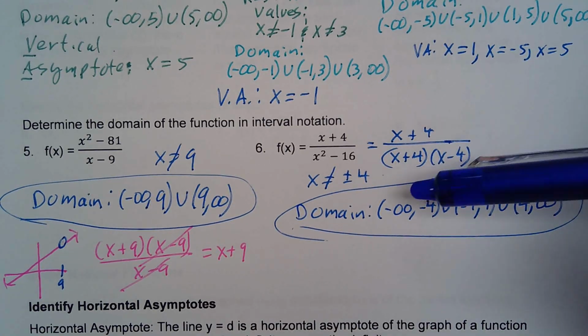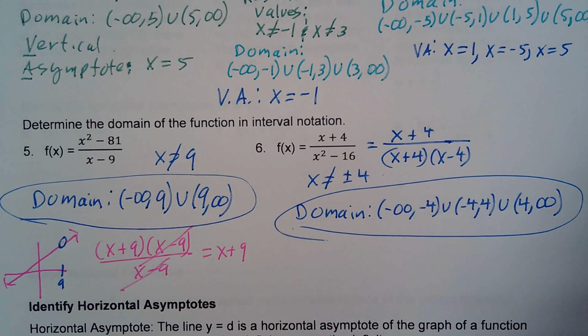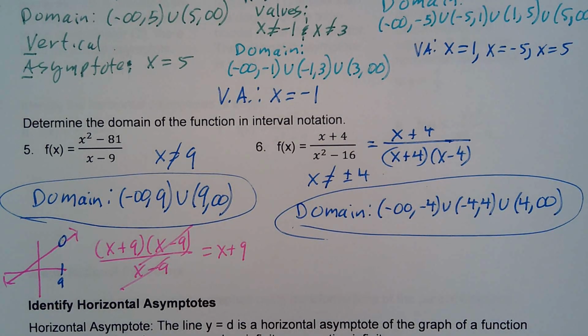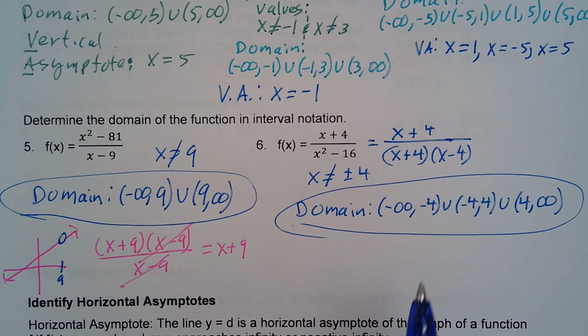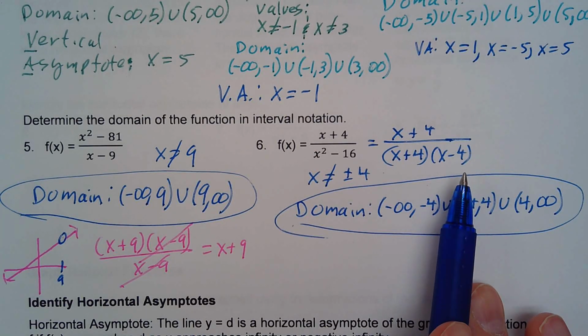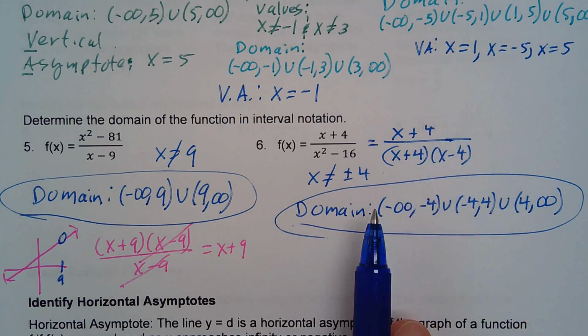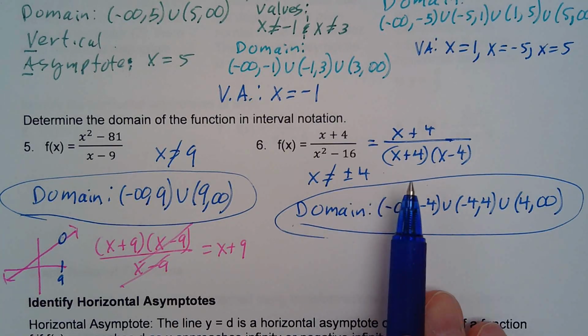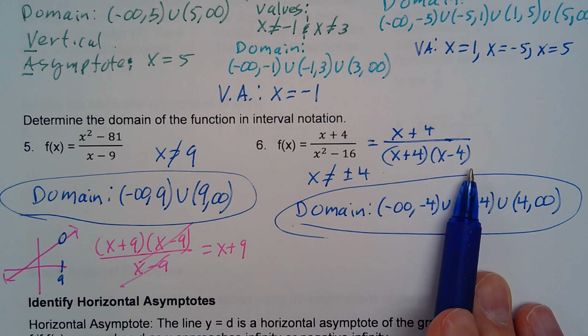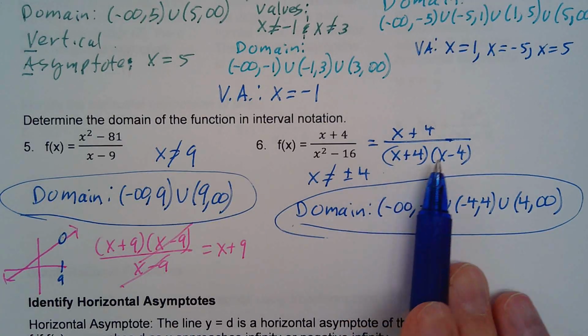Now again, you may notice that the x plus 4s would divide out if we continued the problem, which we don't because we're just getting the domain. So in terms of this graph, this would be the graph of 1 over x minus 4 if you cancel those out. We'd have a vertical asymptote at x equals 4, and then there would be a hole at negative 4.